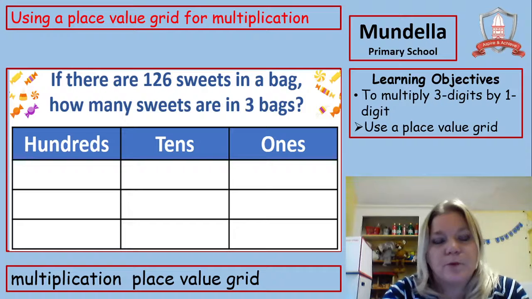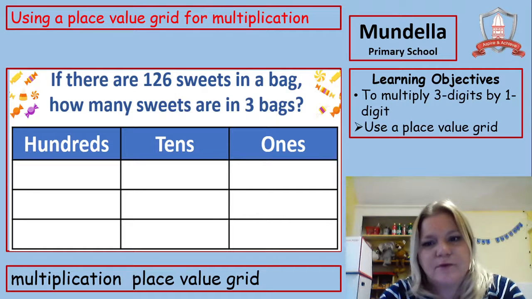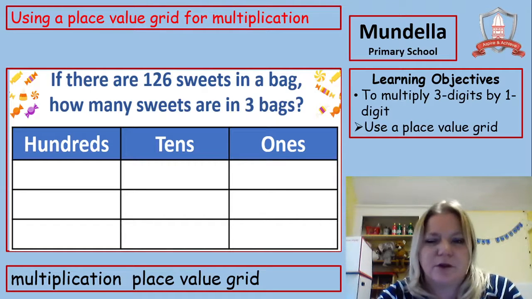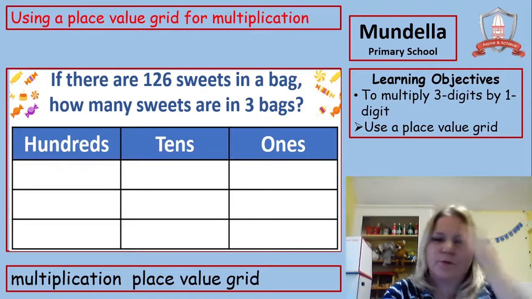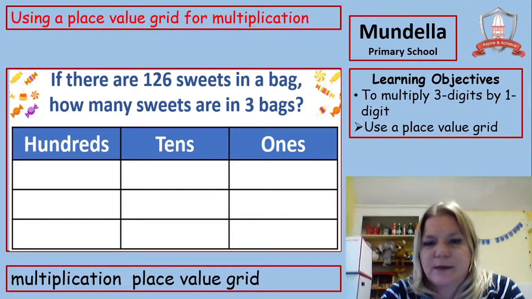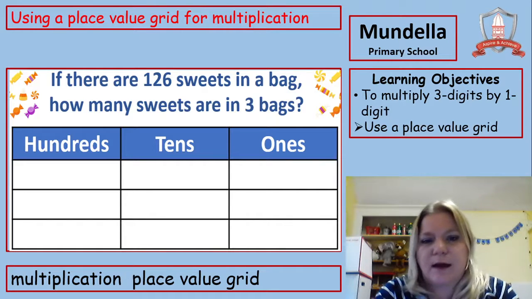So what we're going to do is recap on some of the methods that we used yesterday for multiplying numbers together. The main difference today is that we're going to be multiplying 3-digit numbers by 1 digit instead of 2 digits from yesterday. So have a look at this problem here. It says, if there are 126 sweets in a bag, how many sweets are there in 3 bags? So the multiplication question that we're going to be looking at is 126 multiplied by 3.